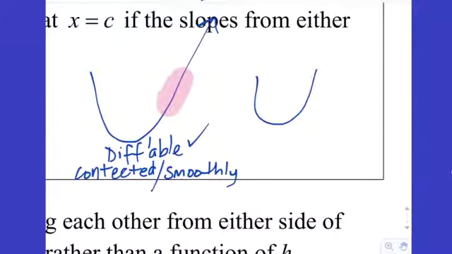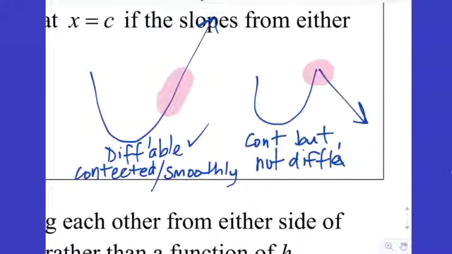Whereas here's a parabola that changes to a line at x equals c, and this time it's obvious where it happens. This one is continuous, but not differentiable. It's connected, but it's not smoothly connected. And I'm having a hard time spelling differentiable while I'm talking. Diffable. There we go. It's not smoothly connected. There's a sharp point right there.